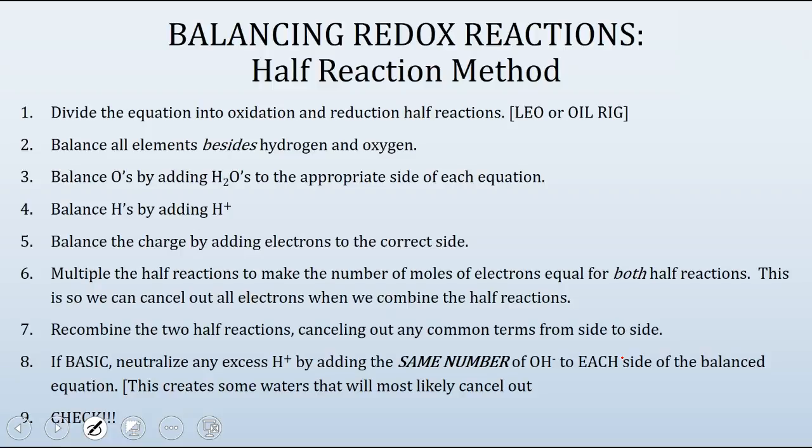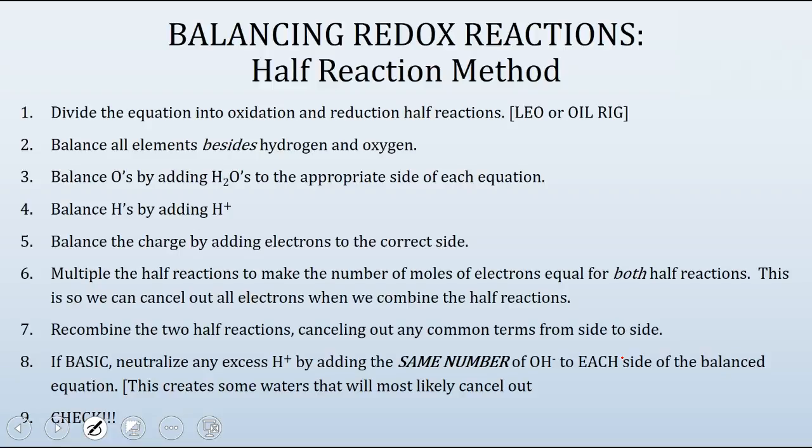If it's basic, so what we've talked about is an acidic solution, if it's in basic solution, after we've put them all together and recombined, we then neutralize any H plus with the same number of OH minus. That turns it into water. And then we cancel out waters from both sides.